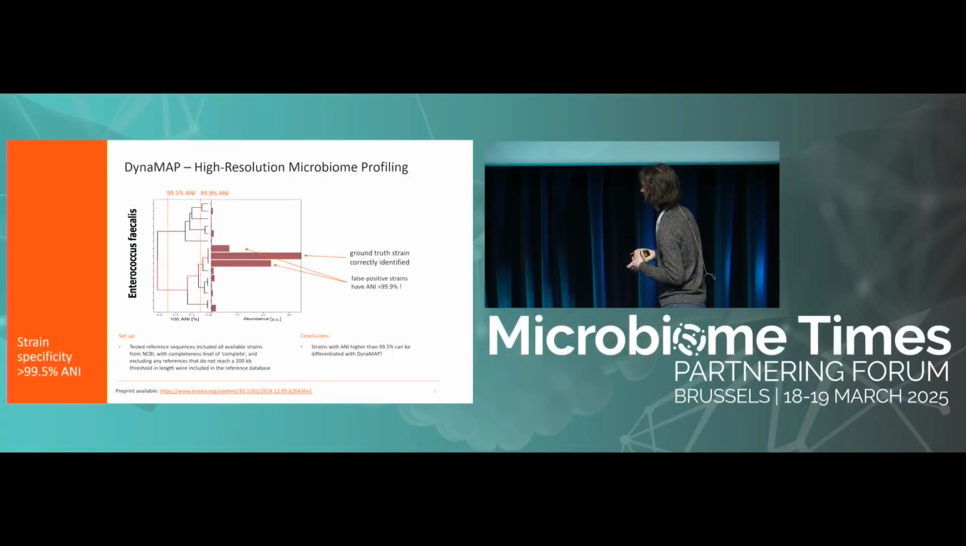Now, the important question is, what average nucleotide identity do they have with the ground truth? And what we find, that's what this tree graph shows, is that their ANI is higher than 99.9%. So that, of course, brings us really into the strain resolution case. What's more, even the low abundant false positives have an ANI that is higher than 99.5%. So we can confidently say here that strains with an ANI higher than 99.5% can be differentiated with Dynamap.